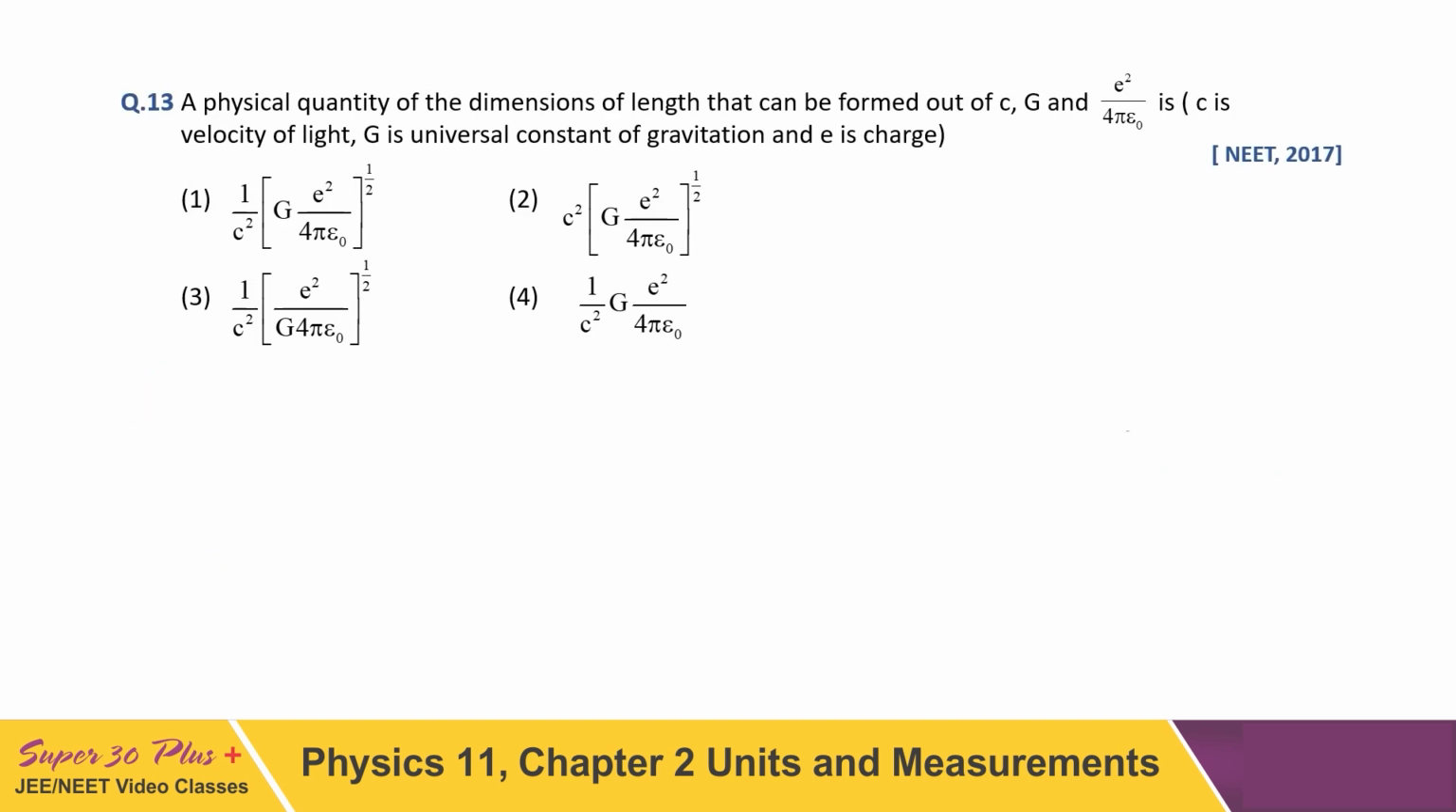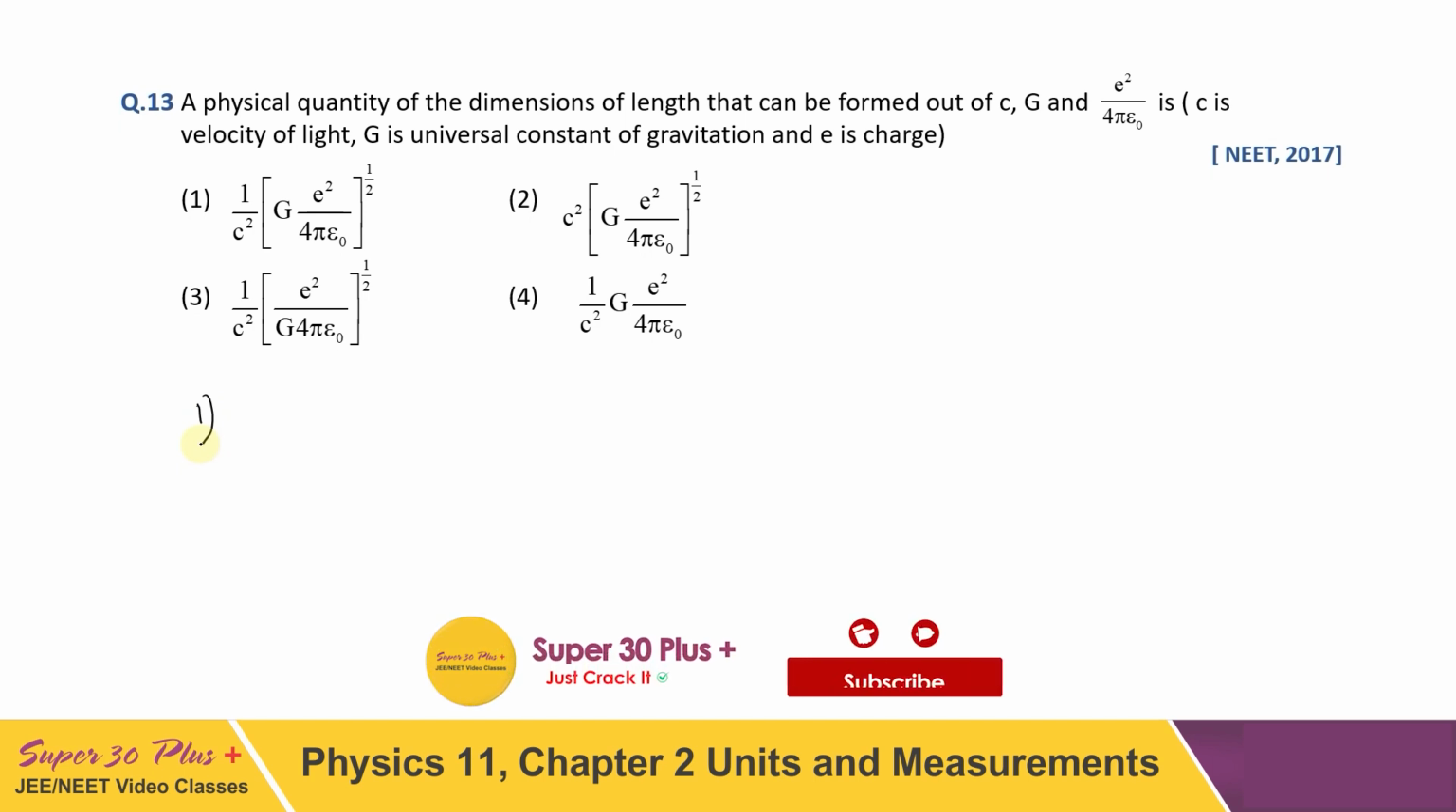Next comes question number 13. The question says a physical quantity of dimensions of length that can be formed out of c, g and e square by 4 pi epsilon naught is, where c is velocity of light, g is universal constant of gravitation and e is charge. We have to check which physical quantity would be having dimension of length among the given options. Okay, so let us start with option number 1.